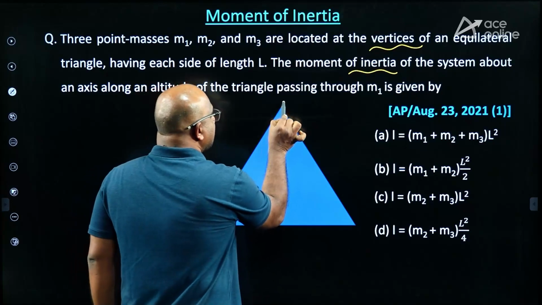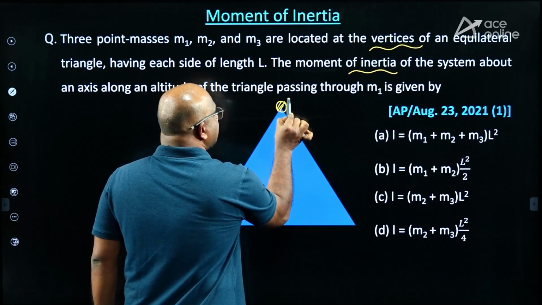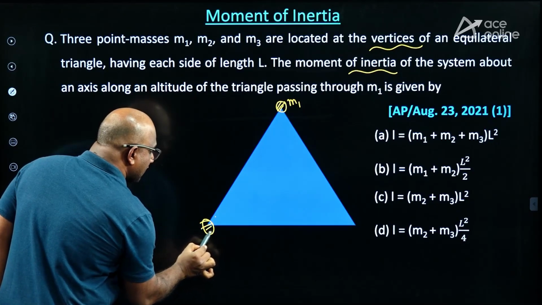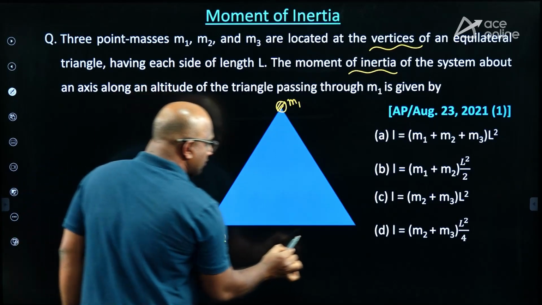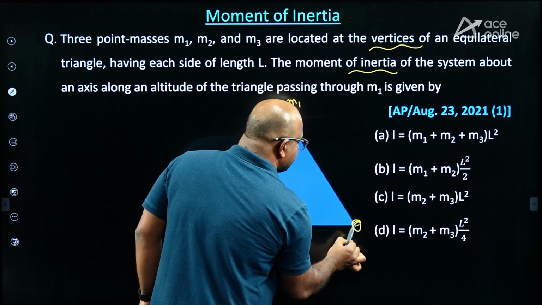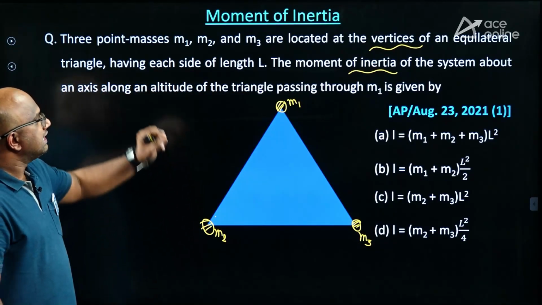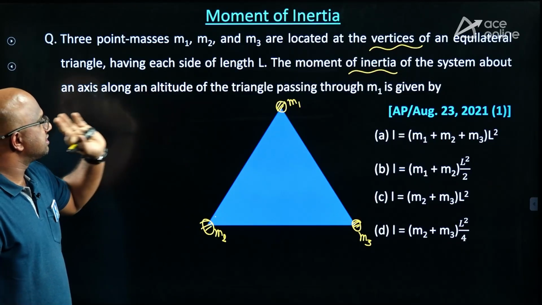Here, assume, guys, this is M1. I'm assuming this is M2, and this one is M3, guys. M1, M2, M3. So three masses are located, with three distances.